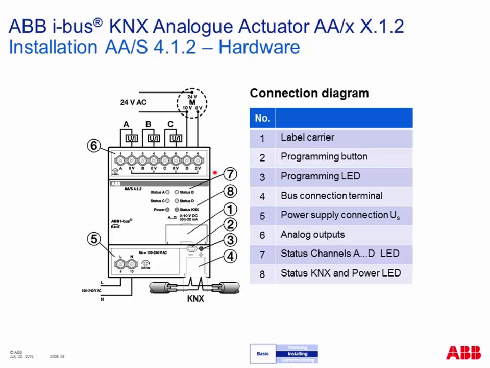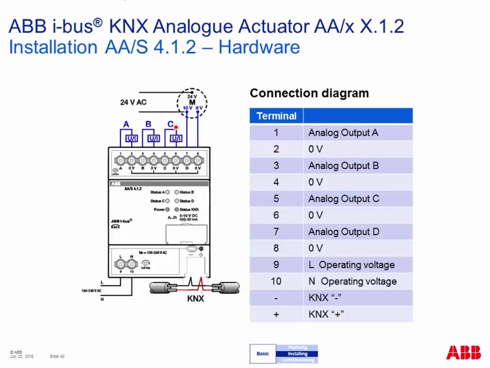So here is the connection diagram of the device. We have the label carrier here to write, for example, the individual or physical address of the device. We have the KNX programming button and the programming LED, the bus connection terminal here, and the power supply connection with the wide voltage input. Here are our four analog outputs. We have the status LEDs and the status LED of the KNX and power LEDs, which I explain to you in the next slides. So far the wiring diagram.